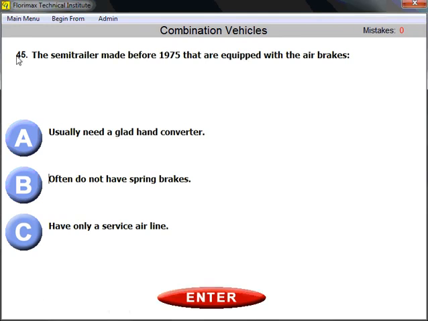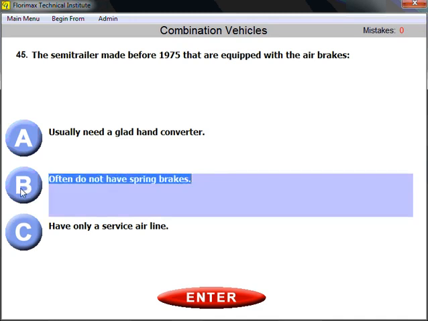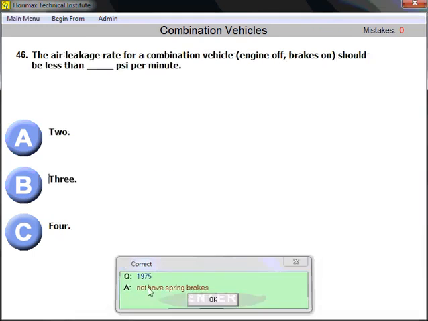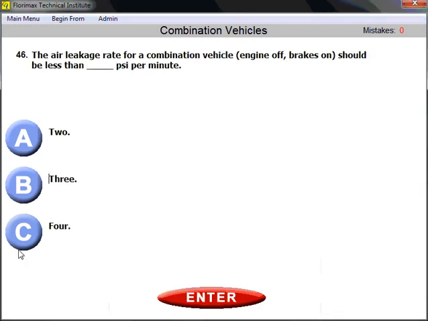Well, again, direct question, number 45. Semi-trailer made before 1975. All trailers that are equipped with air brakes often do not have spring brakes. Whenever you read "all trailers" or "trailer made before 1975," find spring brakes, and that will be the right choice. Indicator of right answer. Okay, very good.